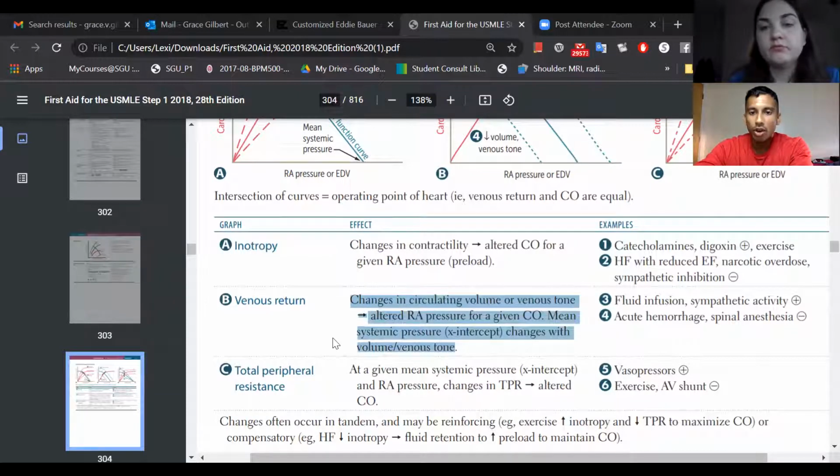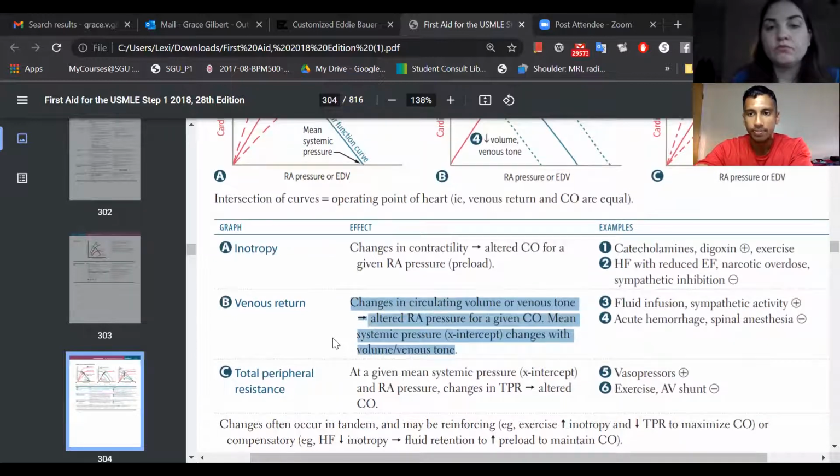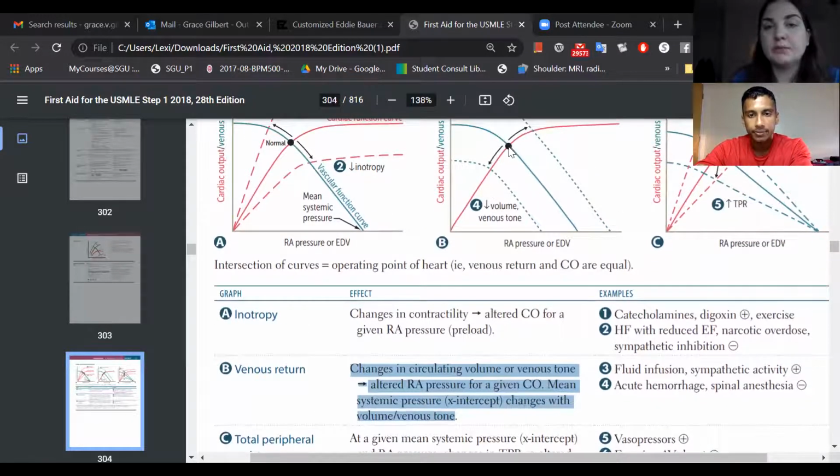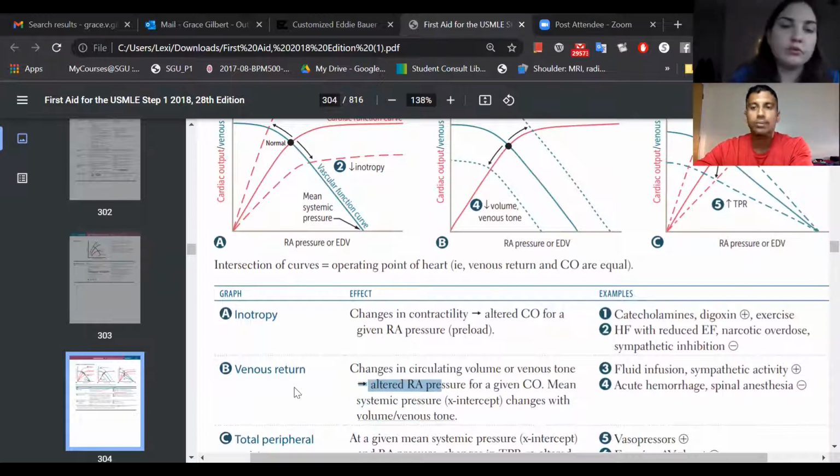Changes in circulating volume or venous tone lead to altered right atrial pressure for a given cardiac output. Mean systemic pressure, the x-intercept, changes with volume or venous tone. So our mean systemic pressure is this point right here. They're saying that this end diastolic volume, the preload, is directly going to alter your right atrial pressure. So what you send out is what you get back in. It's a loop, right? That's why right here it says right atrial pressure or end diastolic volume.